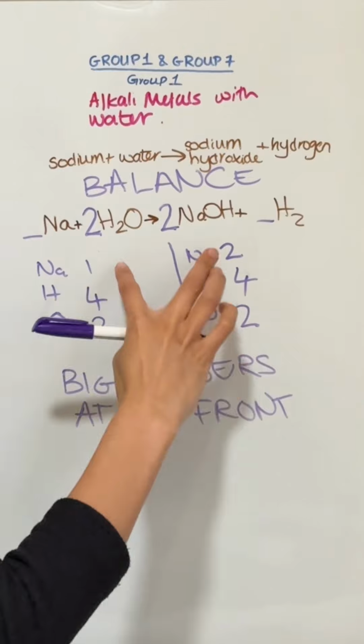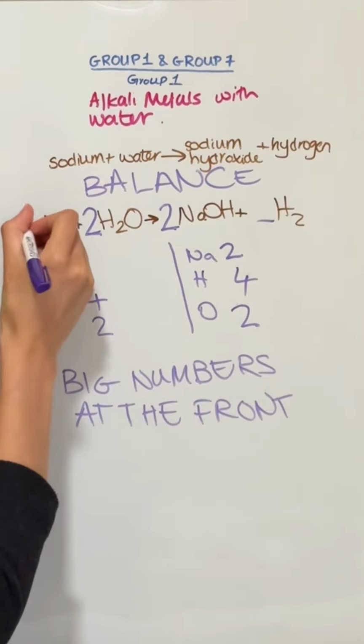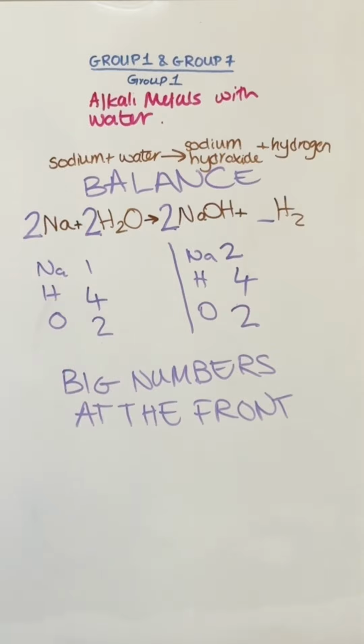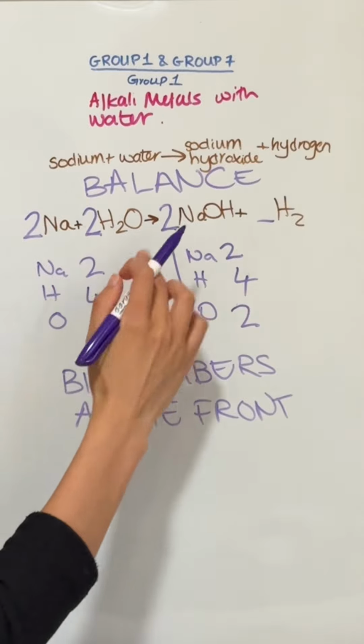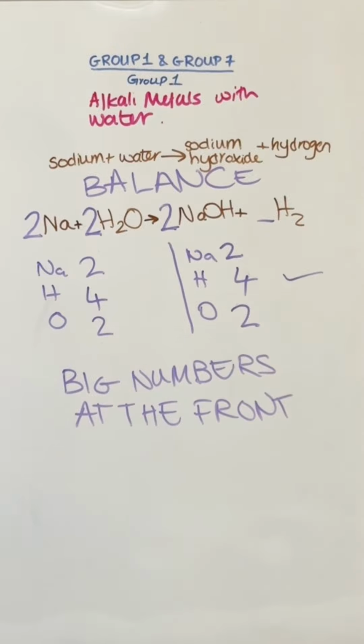So it's balanced, still unbalanced. So I need another sodium here, and that's an easy fix. I'm going to convert this to 2 lots of sodium. Now I've got 2 lots of sodium. So balanced, and balanced. Now I have a balanced equation, and I'm only going to have 1 lot of hydrogen.